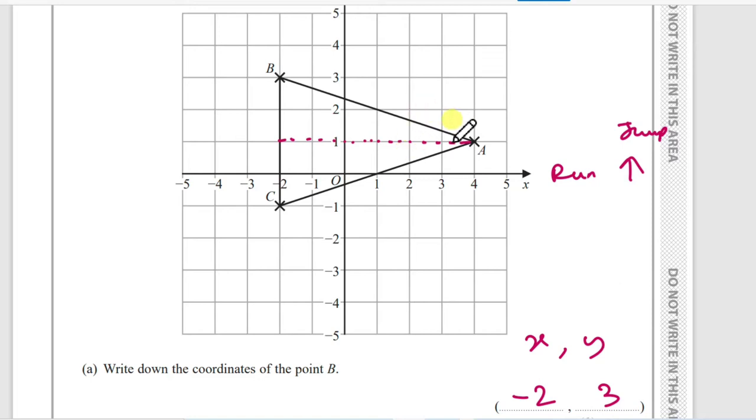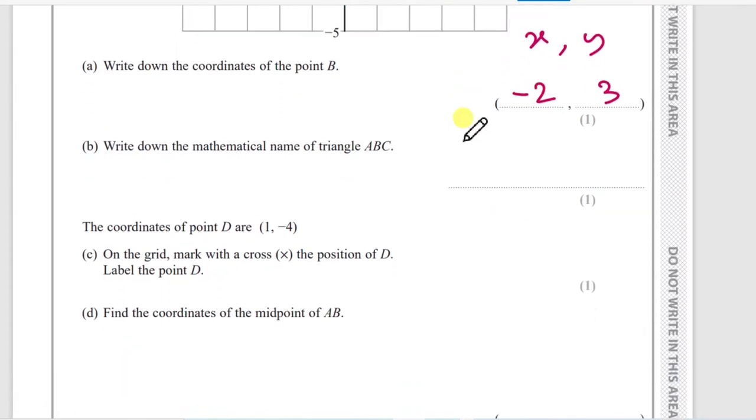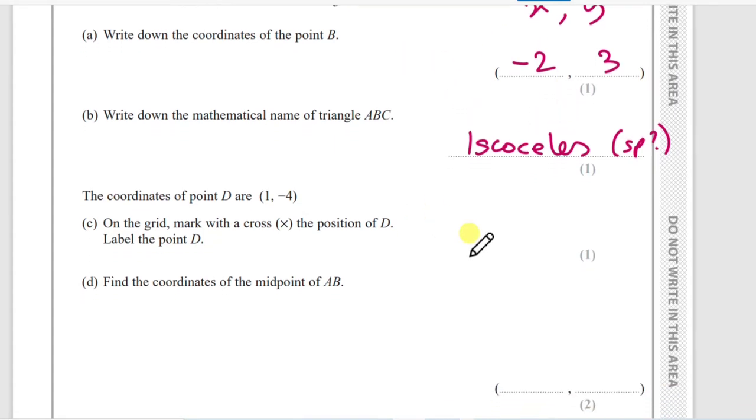It's not equilateral because it doesn't look like all the angles are the same. This one looks way smaller and these two look bigger. So the answer is isosceles. I can never spell it, I have spelling issues. Is that spelling correct, guys? You can always check it on Google. It's important to spell isosceles. Now, next one.